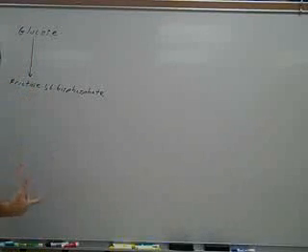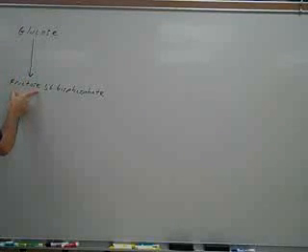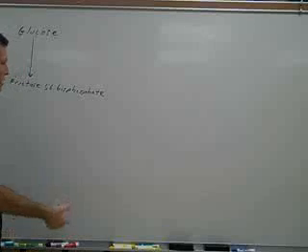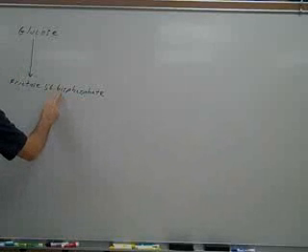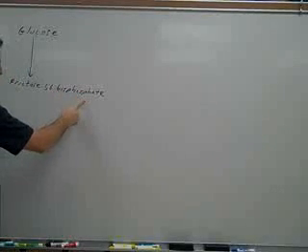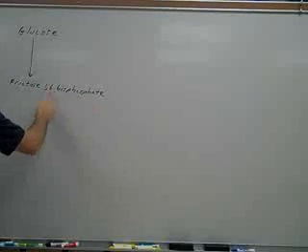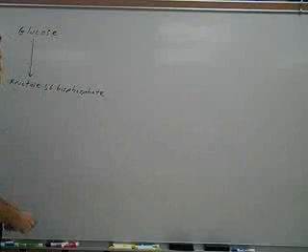Fructose has 6 carbons, just like glucose does. Fructose has 6 carbons, and they are numbered 1, 2, 3, 4, 5, and 6. Bisphosphate means 2 phosphates. One of the phosphates is going to be on the first carbon of fructose, and the other phosphate is going to be on the 6th carbon of fructose.